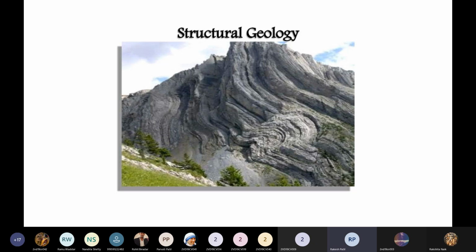The second structure is joints. Cracks will happen, right? That is called joints. What will happen after cracks? The displacement of a rock mass will happen. That is called faults. In civil engineering, there are three major structures: first one is fold, second one is joints, third one is faults. These are the natural structures which are present inside the earth's crust.